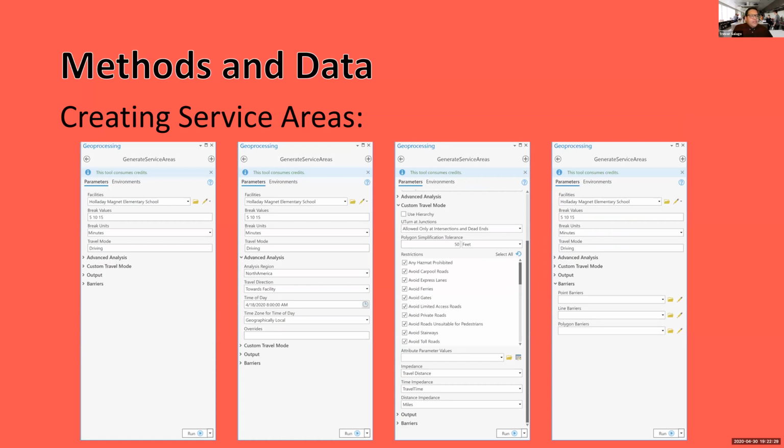I used the Generate Service Areas tool to create the walking and driving service areas to Holiday. The tool begins with inputting the facilities, break values, break units, and travel mode. From there, you can use default values or specify the tool with advanced analysis, custom travel mode, output, and barriers.